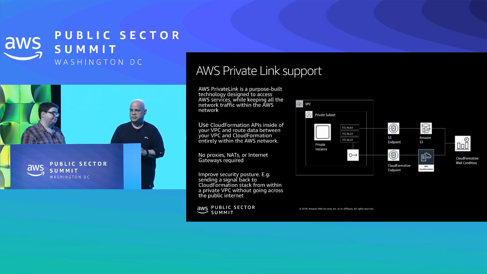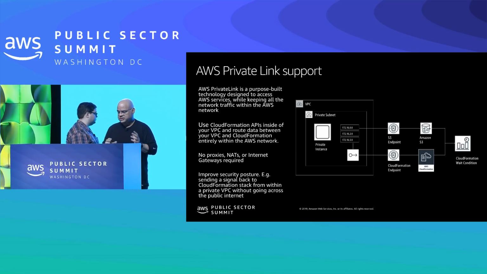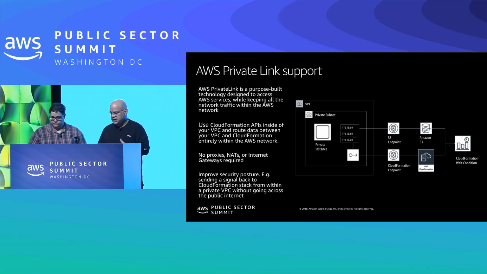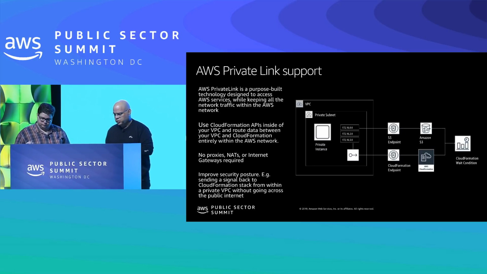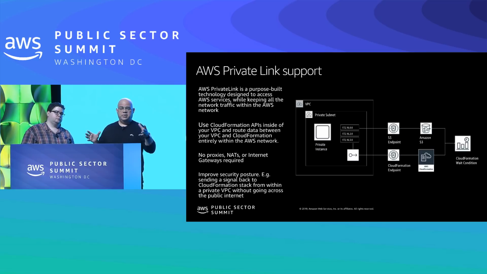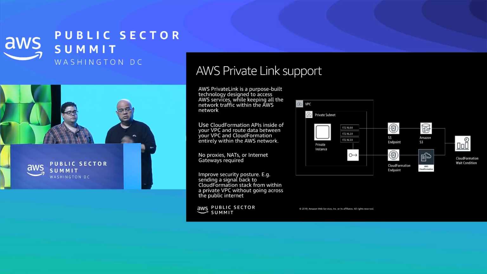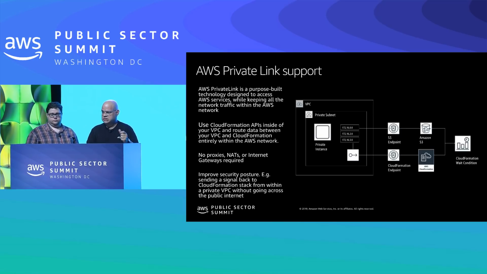PrivateLink, this is something that we also released towards the end of last year. This gives you the ability, as you're creating EC2 instances inside of a VPC, via a CloudFormation endpoint, to route the information from the wait condition internal to your network. So it doesn't have to travel outside of the network to do this. You don't require any proxies, network address translators, or internet gateways, and it ultimately improves your security posture. So it's all about keeping this internal traffic, which really should be internal, inside of the AWS network that you specified. And again, this has been available since the end of last year.